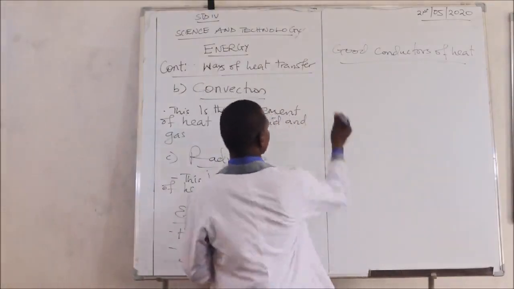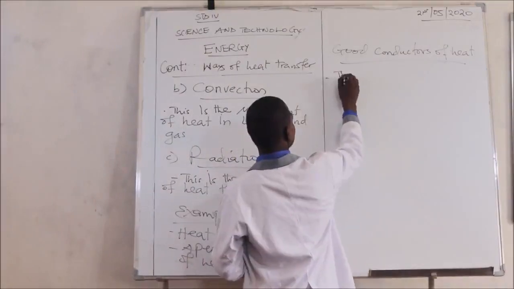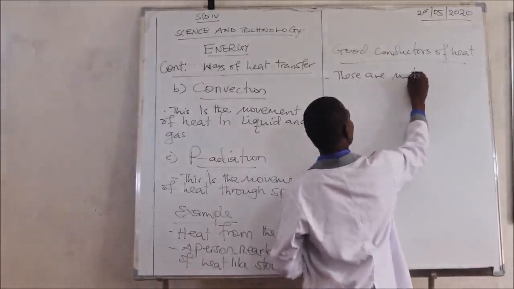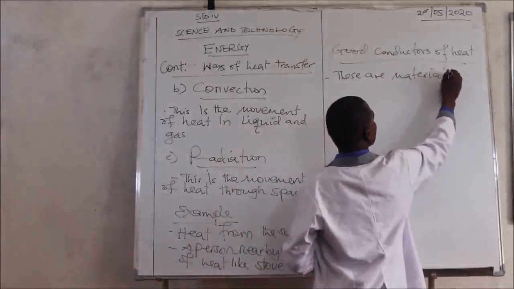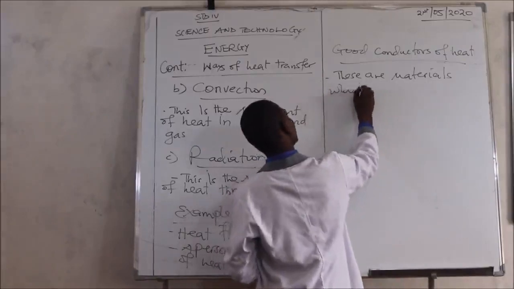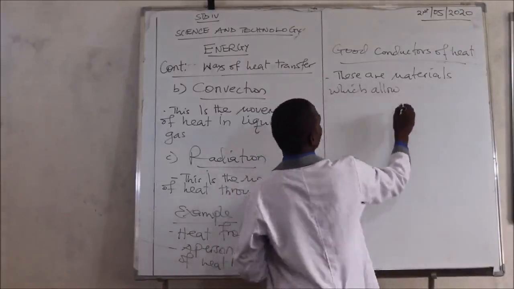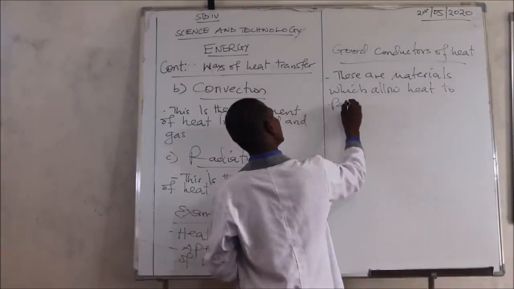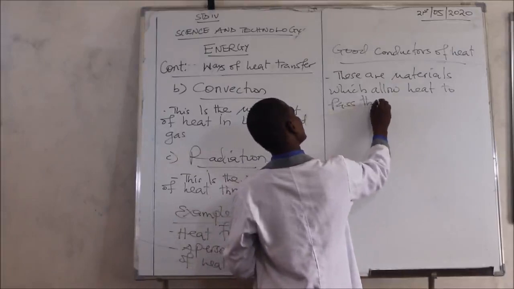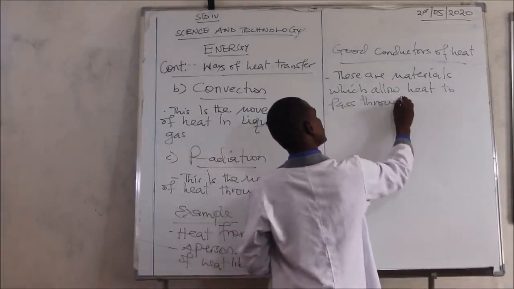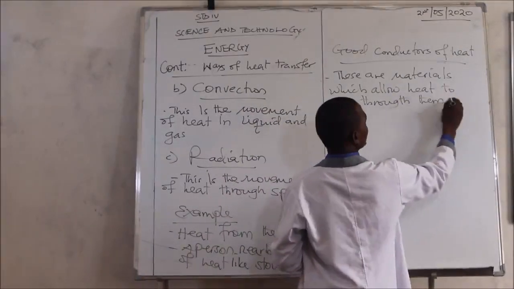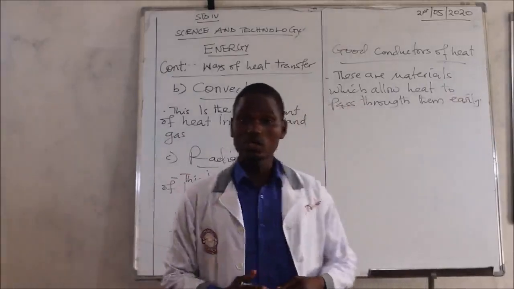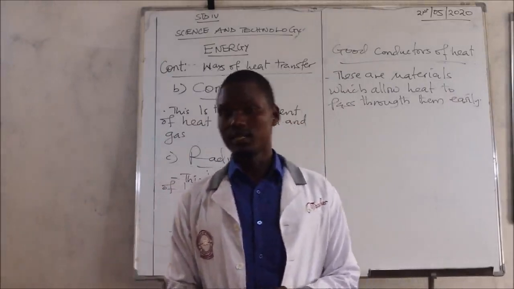Let's write. So these are materials which allow it to pass through them easily. They are materials which allow it to pass through them easily.